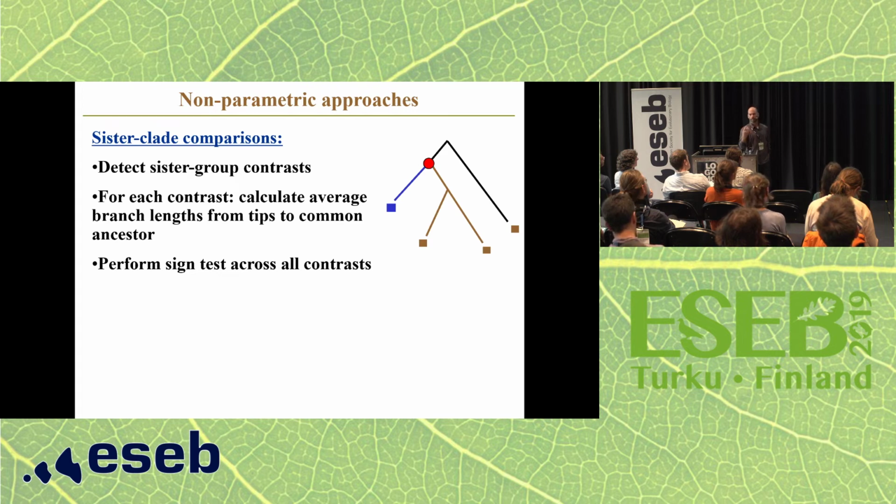So we just assemble a large database, look for all internal nodes in the tree where we can find such contrasts, and we just count in how many contrasts the blue lineages win, and in how many internal nodes the green branches win. Win meaning it has a longer or shorter branch length.